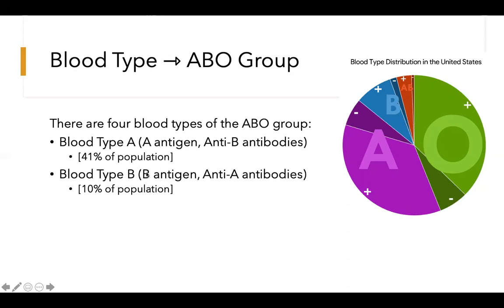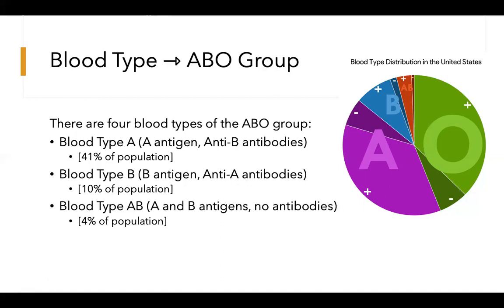Blood type B, you're going to have the B antigen, and then your body's going to be naturally equipped to fight the A antigen. So it has these anti-A antibodies. And blood type B is about 10% of the population.